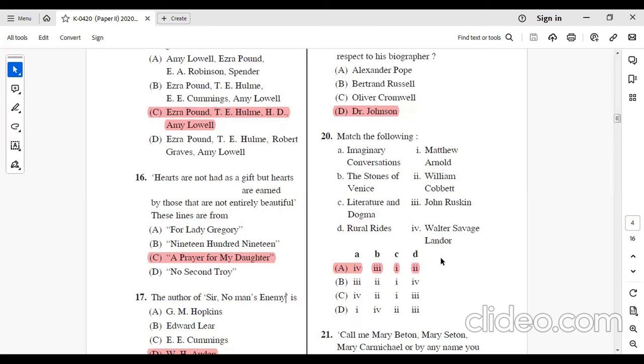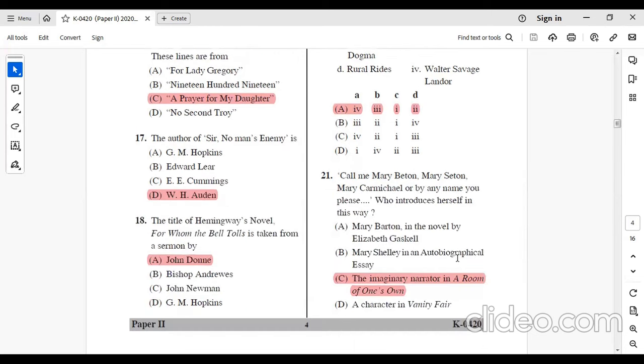I repeat, Imaginary Conversations by Walter Savage Landor. The Stones of Venice, John Ruskin. Literature and Dogma, Matthew Arnold. And Rural Rights, William Cobbett. Now, moving to question number 21.